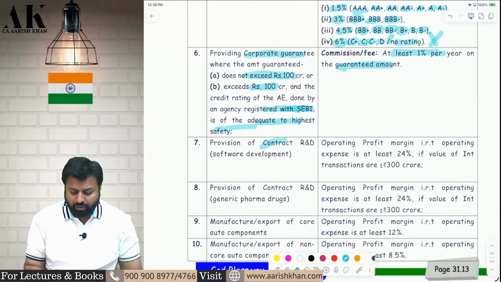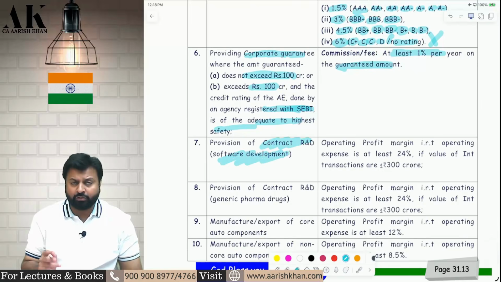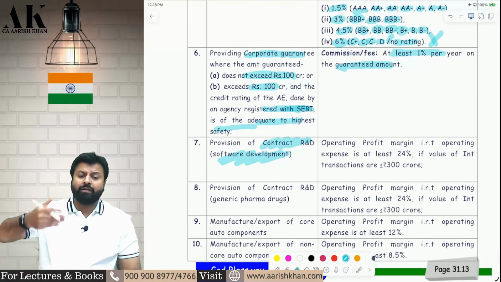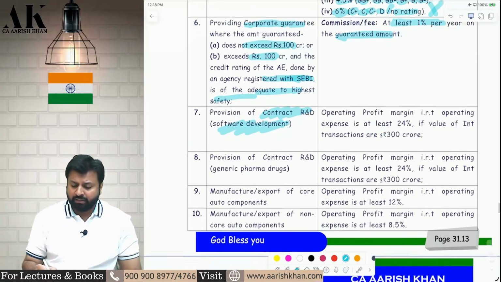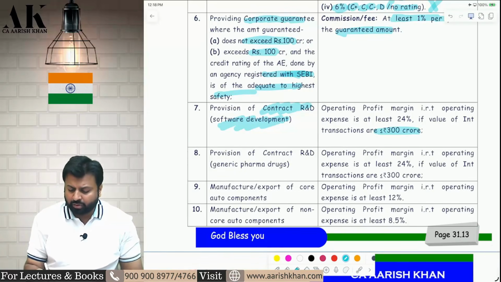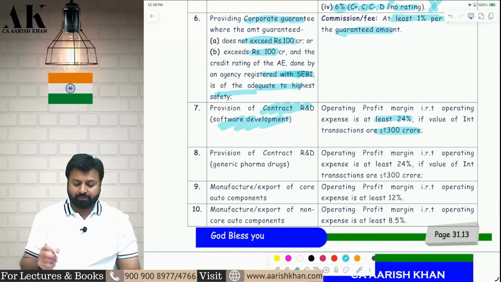Next one, providing contract research and development software services. Now you are providing software services, software development. You are providing contract research and development. Here, your transaction value should be 300 crore and the margin OP upon OC should be at least 24%.